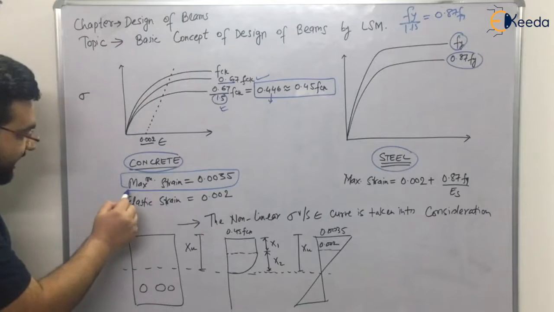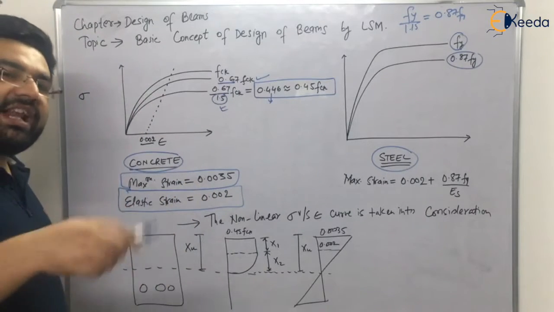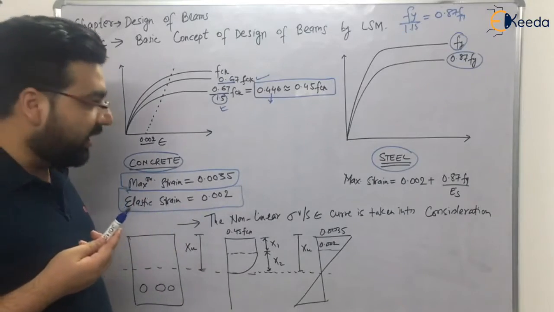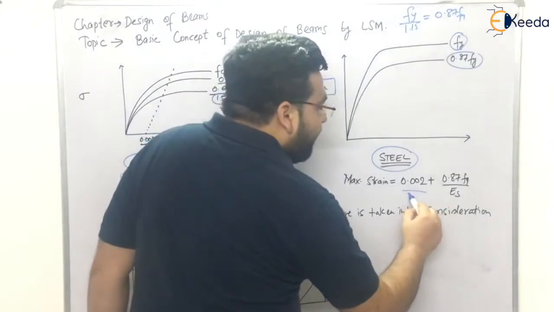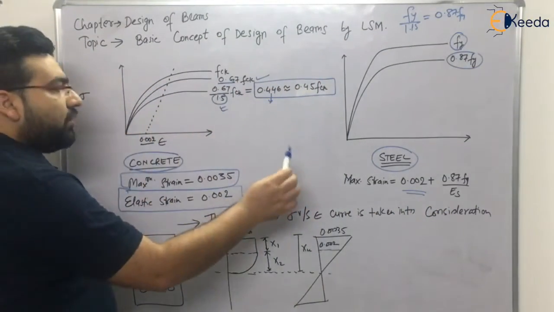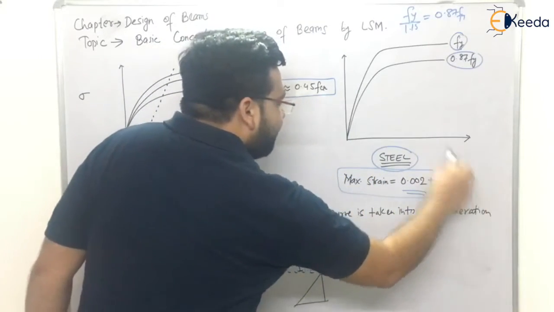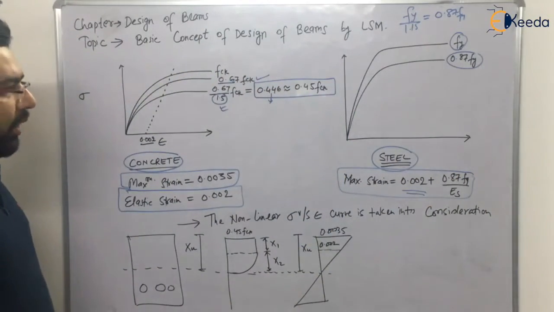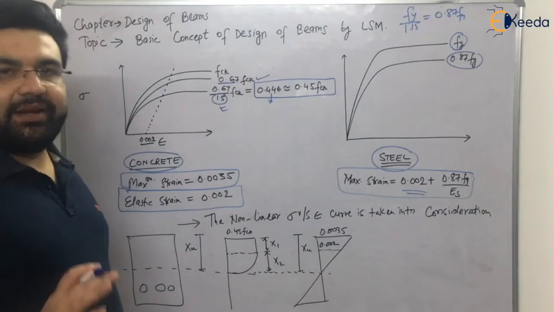Now the second concept which will be used is that the maximum strain in concrete is 0.0035. Clear? And the elastic strain is 0.002. We have already done this, but again I am repeating because this is important. Clear? The maximum strain in steel we had got as 0.002 plus 0.87 fy divided by Es. Right? What is the difference between limit state and working stress method? I have already told you in detail.